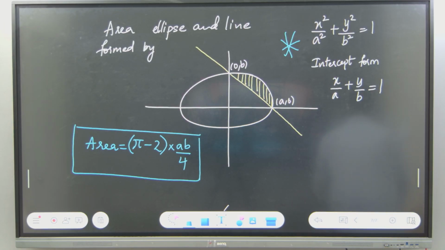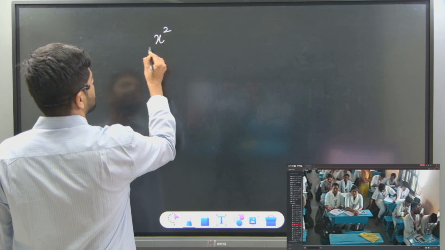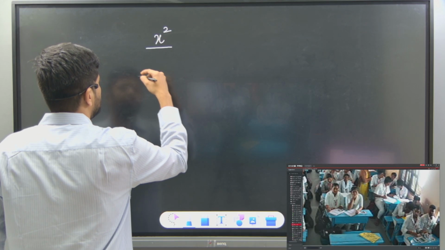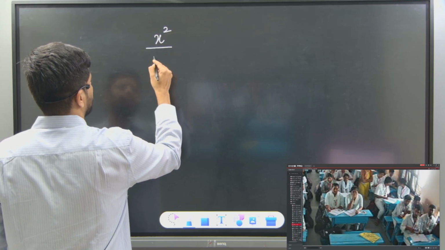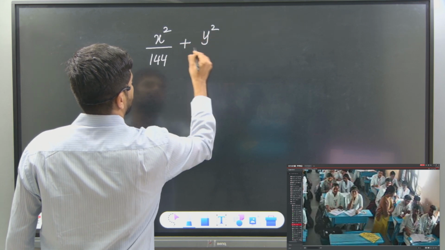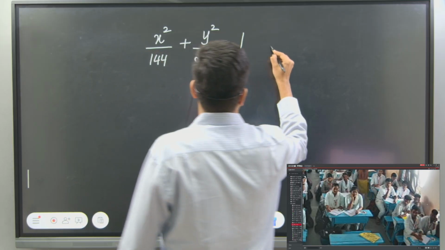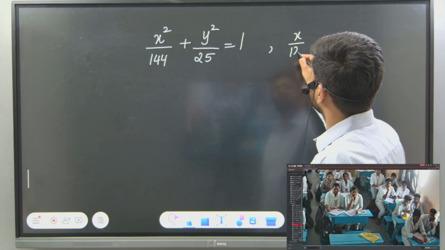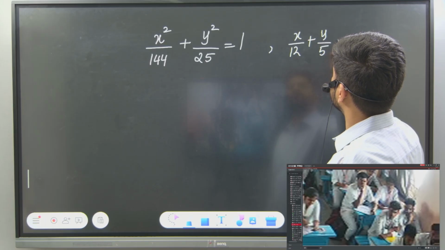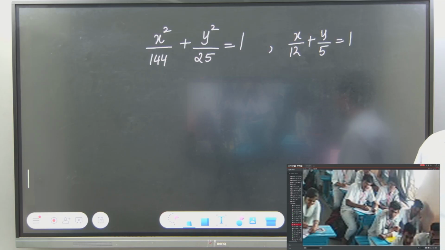The question is we have x square by 144 plus y square by 25 is equal to 1, and the line is x by 12 plus y by 5 is equal to 1. Same diagram. Pi minus 2 into ಎಷ್ಟು ಬರುತ್ತೆ?